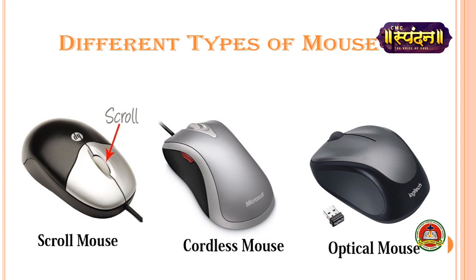Ball means at the bottom, the movement of the mouse is done by a ball, that is known as a ball mouse, and if the light is there at the back side of a mouse, that is known as an optical mouse. With the help of this light only, the mouse is getting the signal and it's moving on the mouse pad.